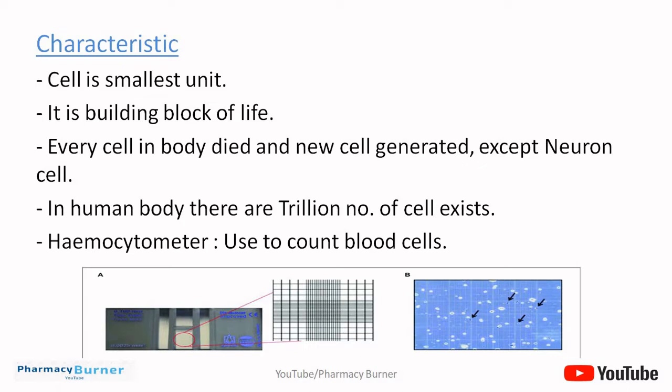Every cell in the body dies and a new cell is generated, except the neuron cell. From the start to the end of life, neural cells stay there and never die. In the human body, there are trillions of cells. There is an apparatus called a hemocytometer, which is used to count the blood cells. I added the picture here, you can see.